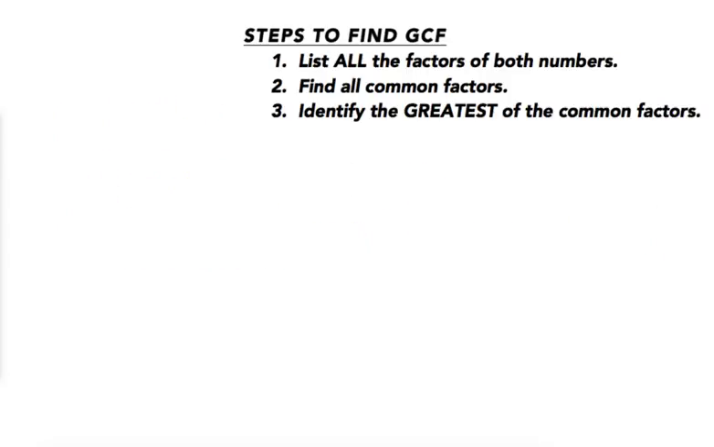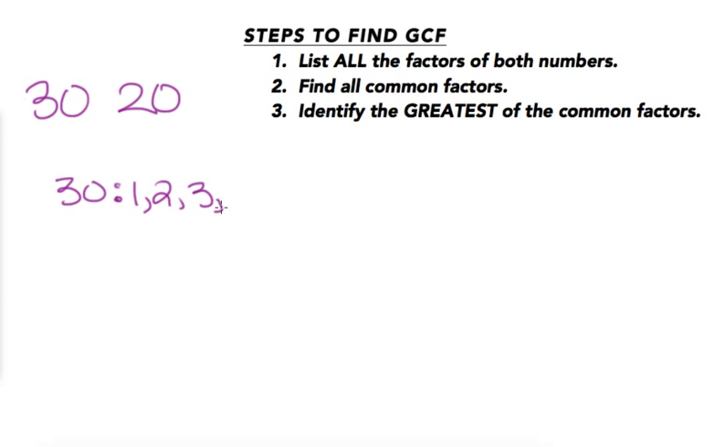Okay, so let's switch colors up here. Let's try the numbers 30 and 20. So I'll write the numbers here. And we're going to find again the GCF of those two numbers. So we will find the factors of 30, and those are, let's see, 1, 2, 3, 5, 6, 10, 15, and 30.